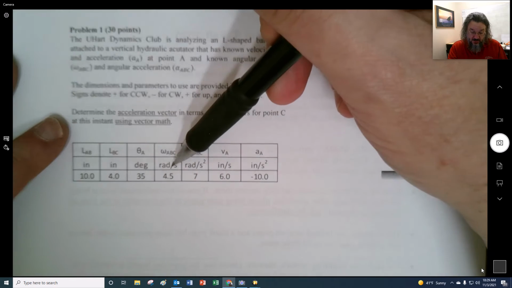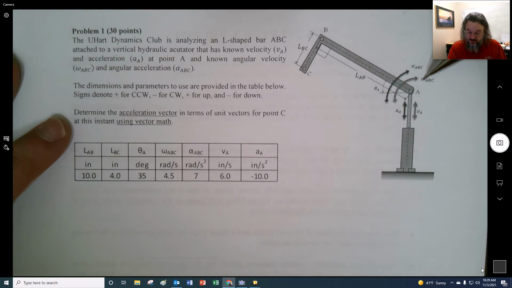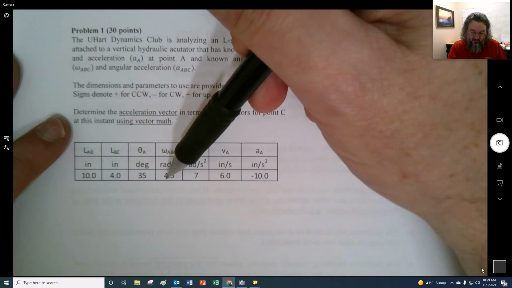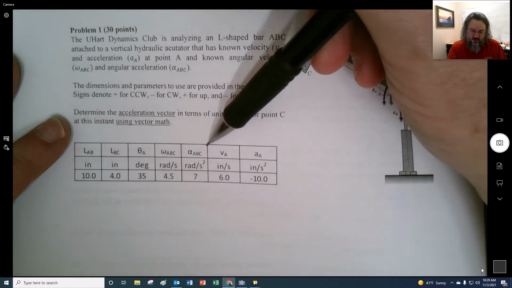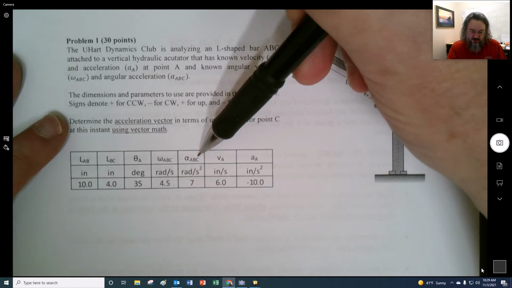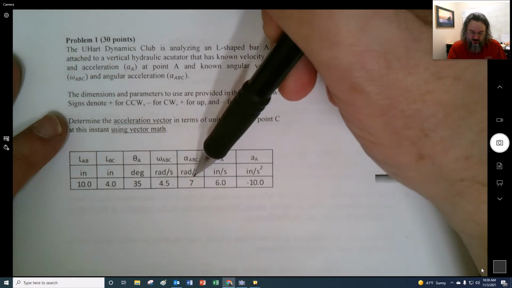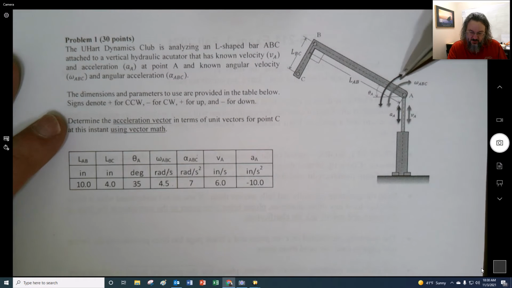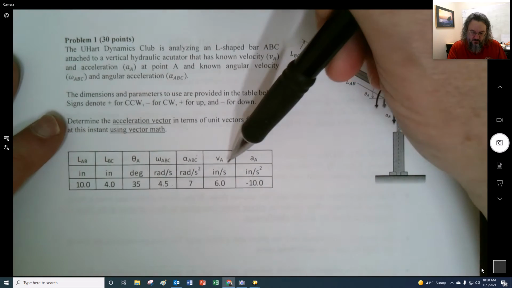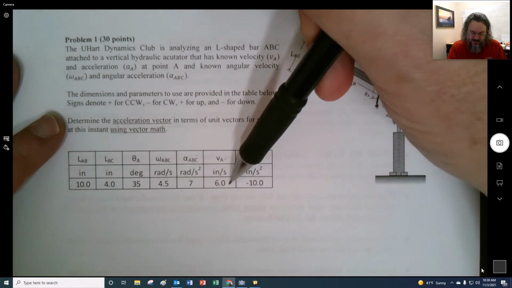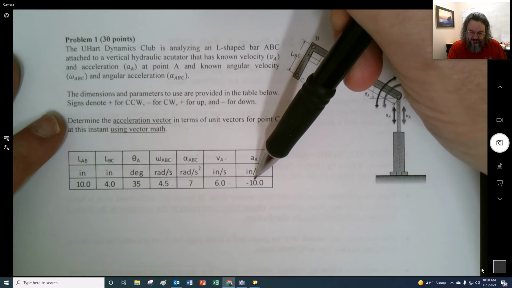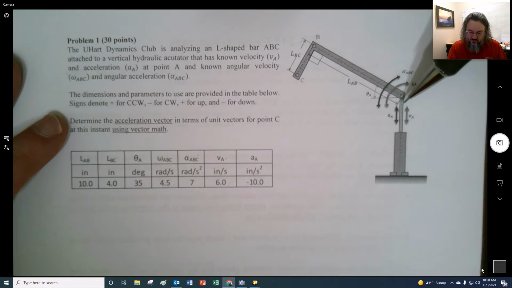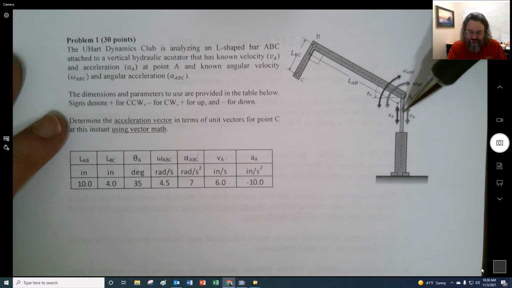The angular velocity is positive. That means this is counterclockwise at 4.5 radians per second, although its direction won't matter. We'll see here in a second. Its angular acceleration is 7, and that is also positive, therefore it is counterclockwise. And the velocity is positive. That means it's going upwards at 6 inches per second, and it is slowing down, therefore, because its acceleration is negative, so it's in the negative direction.